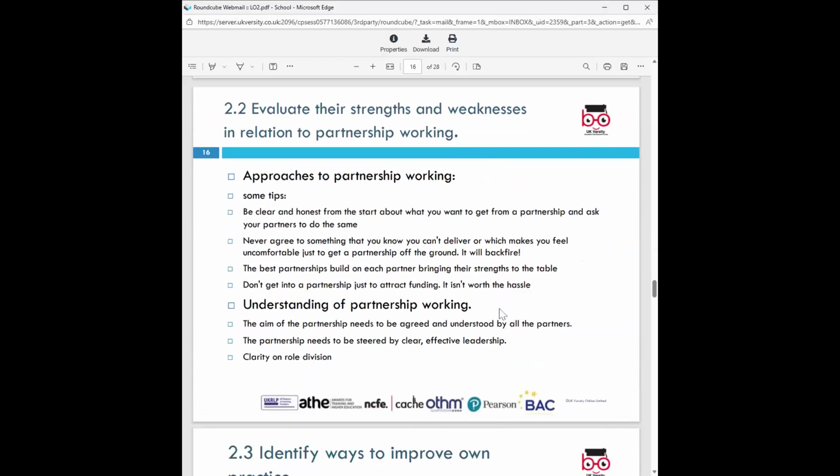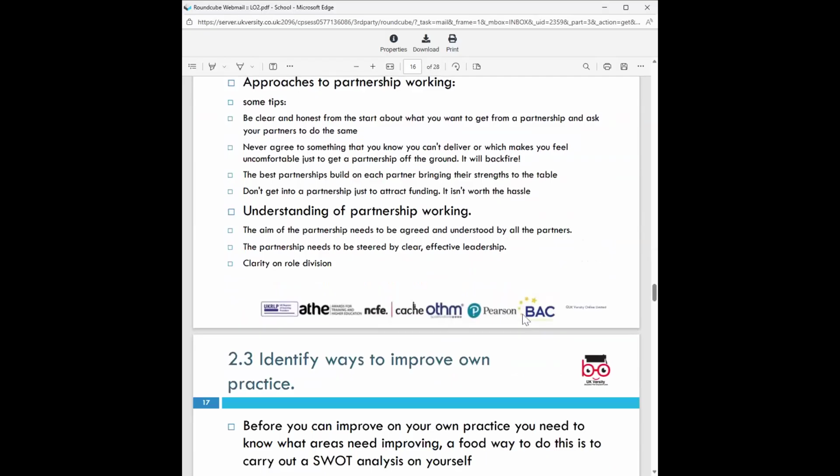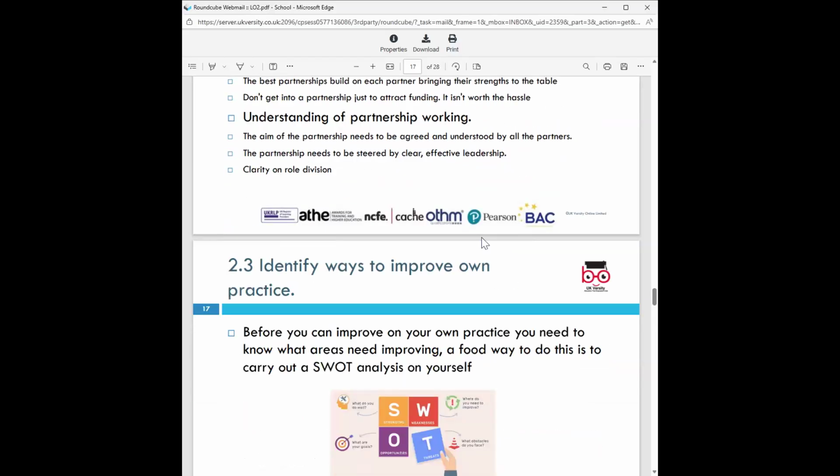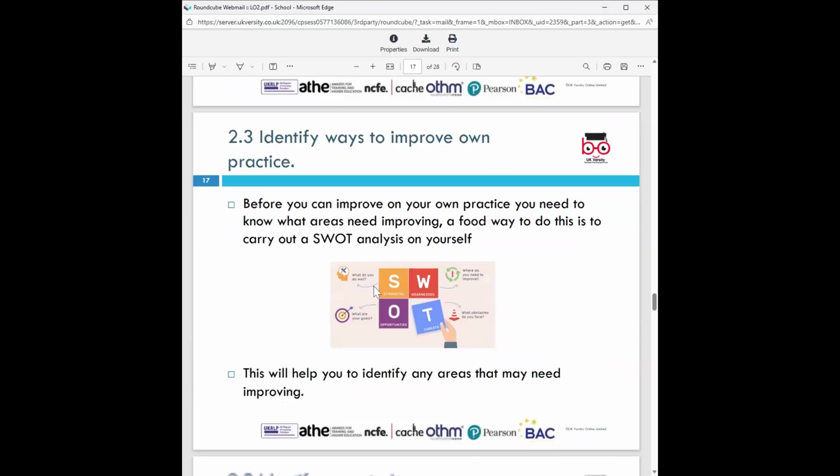So approaches to partnership working: be clear and honest from the start. Never agree to something that you can't deliver. And the best partnerships are built on strengths. Don't get into partnership just to attract funding. Understanding of partnership working: the aim needs to be agreed, understood by partners. Clarity, and the partnership needs to have an effective leadership goal.